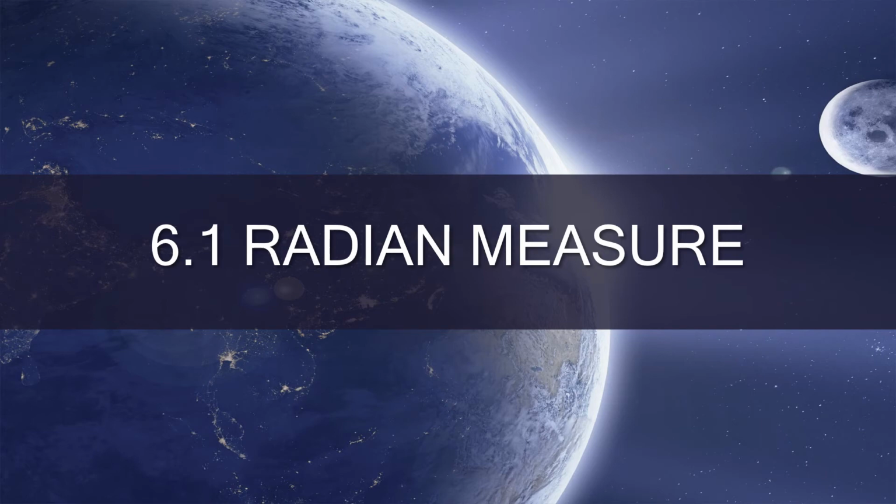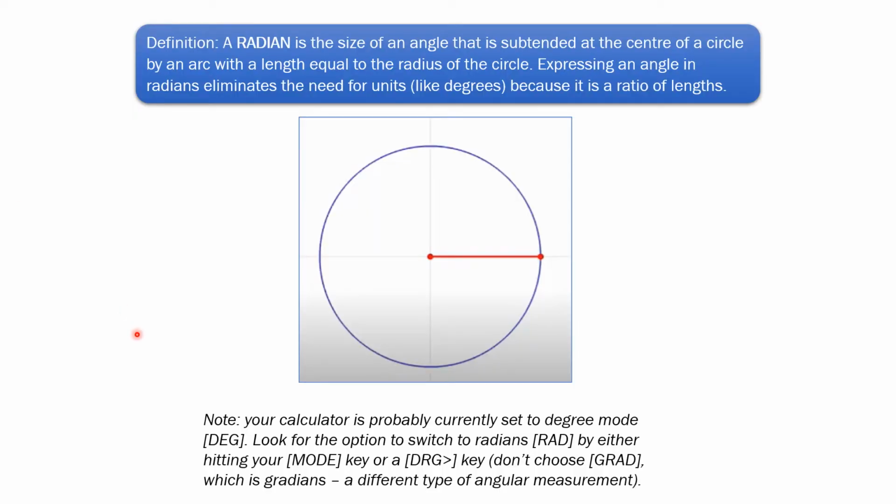Advanced functions, section 6.1, radian measure. I specifically chose a globe picture here, and you'll see why I have this background. So what is a radian? Don't look at the definition yet. We're going to look at this circle. We've got a circle and we've got a radius right here. This red line is a radius of some length.